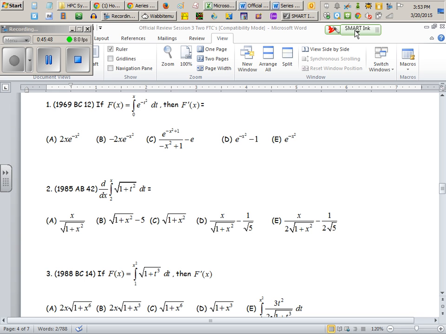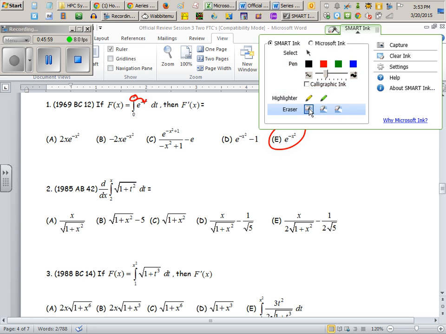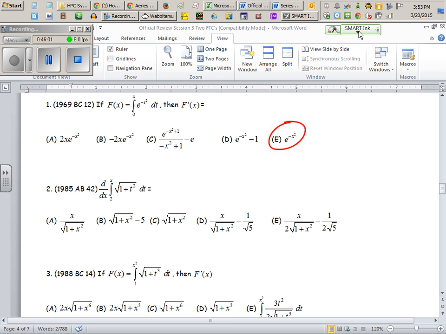What's the correct answer? E. You plug the x in. Can you see though why some people might get carried away and think they have to do something else, right? The answer is simply E.